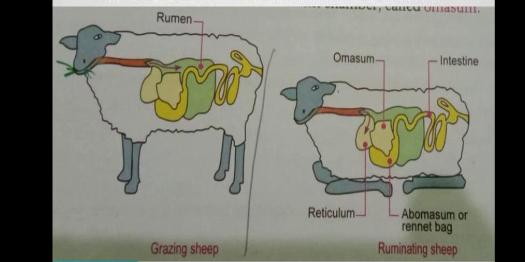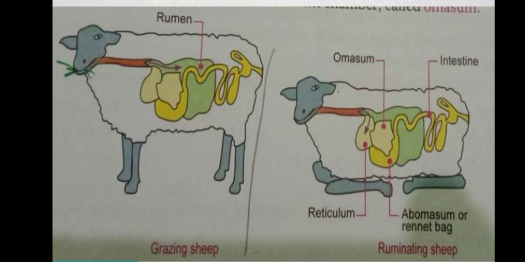Here you should understand that the little chewed food, after being swallowed by the ruminants, reaches into the first compartment of the stomach, which is called as rumen. Here the food is broken down and then it passes into the next chamber called as reticulum. In the reticulum, the food is now converted into balls, which are called as curd, and which are regurgitated to the mouth for further chewing.